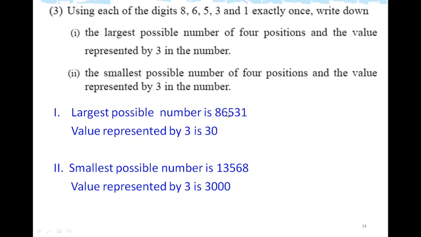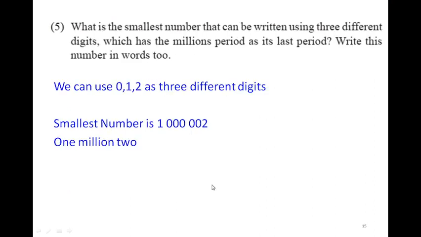So if we write this number, how do we read it? This is in the units place, this is in the thousands place. 86,531. So the value represented by 3: ones, tens, hundreds, 1,000, 10,000. This is in tens, so it is 3 into 10, which means 30. Okay. So you have to find the smallest possible number of 4 positions and the value represented by 3 in the number. I've given the answers.